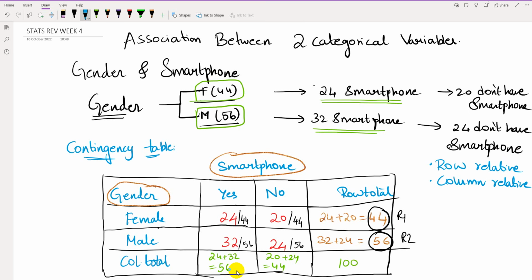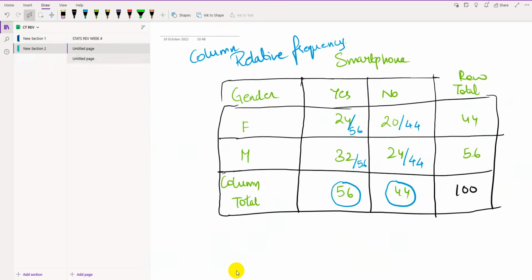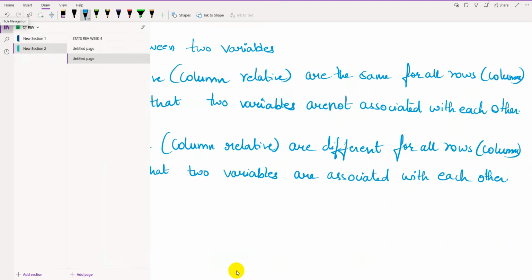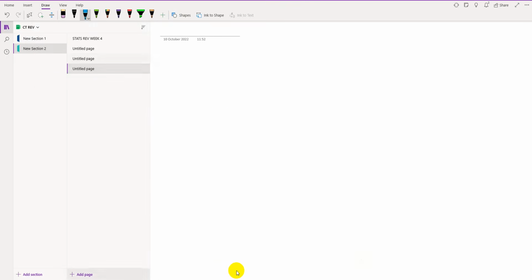32 by 56 and the 24 by 56 values are also different. So now we can easily say, no need to calculate and decide whether these are associated or not. If you just look at the values, 24 by 44 is obviously different from 20 by 44. 32 by 56 is completely different from 24 by 56. So the values are different. So we can see that there is a relationship or association between these two variables, smartphone and gender. Next we will look at the stacked bar chart.